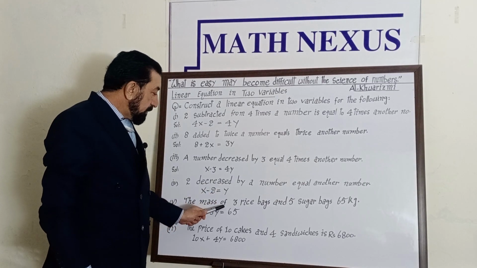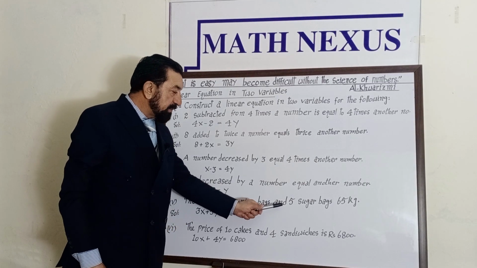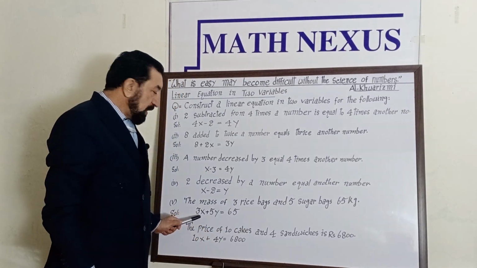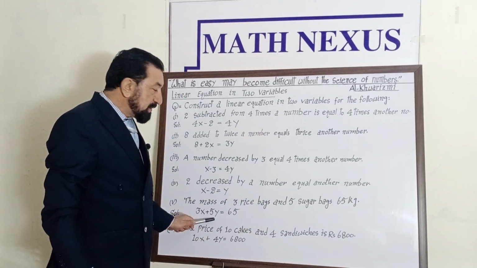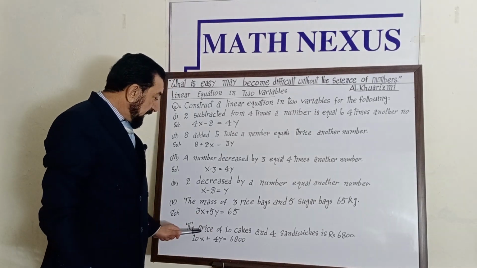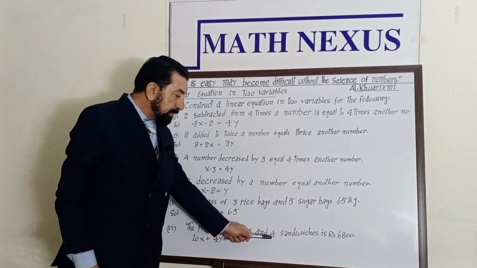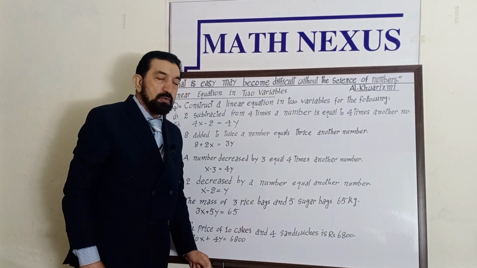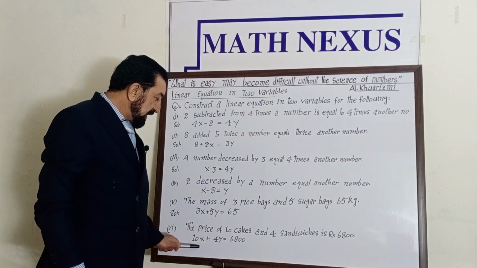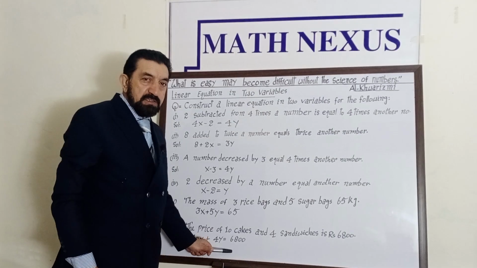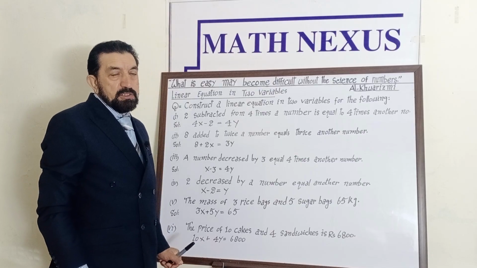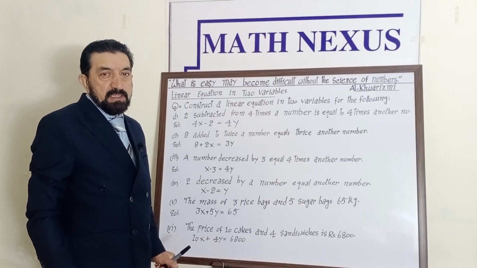The mass of 3 rice bags and 5 sugar bags is 65 kg. This can be written as 3x plus 5y equal to 65. The price of 10 cakes and 4 sandwiches is rupees 6,800. This can be written as 10x plus 4y equal to 6,800. These are the linear equations in two variables x and y.